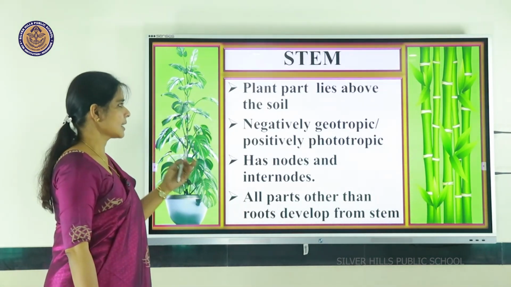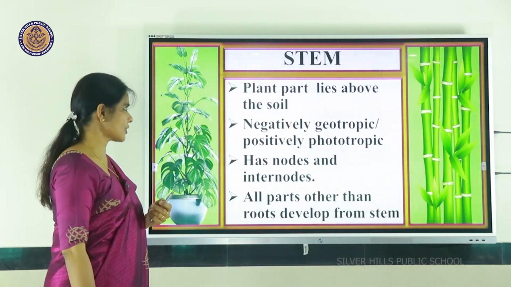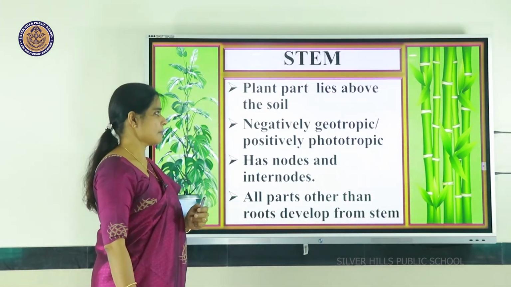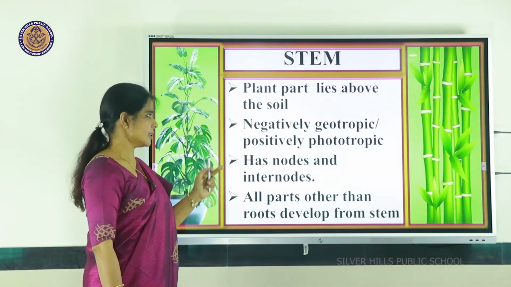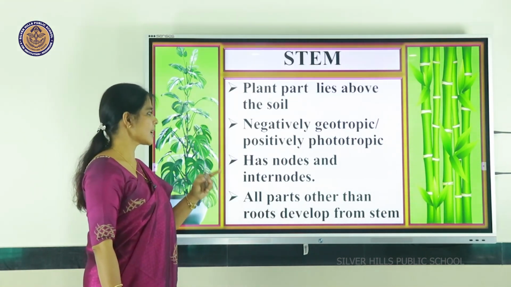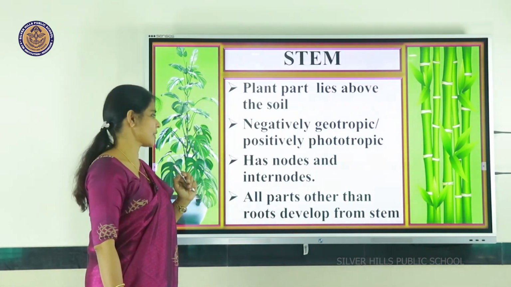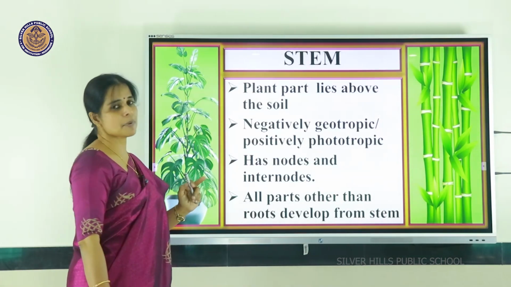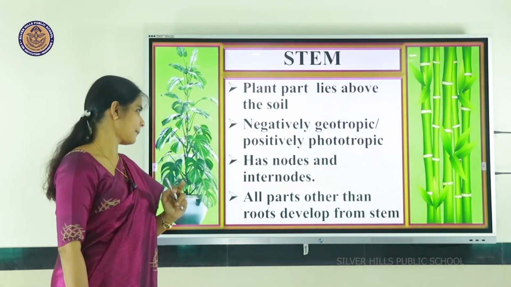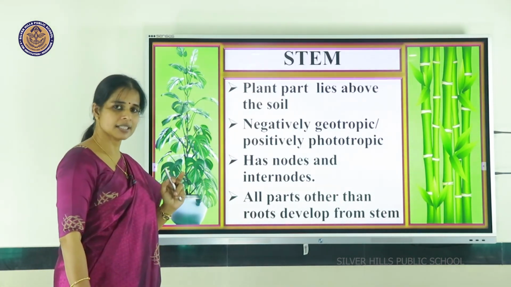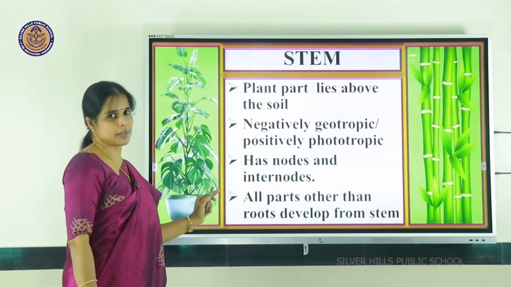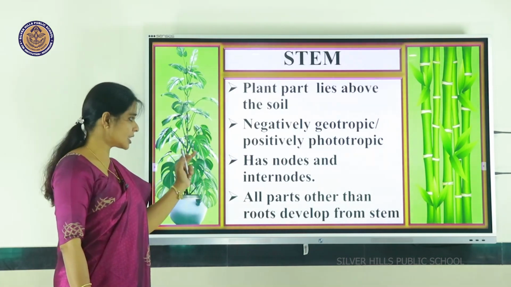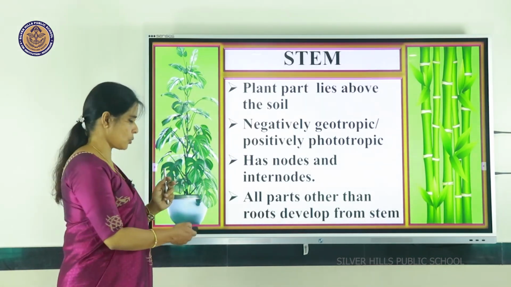So once again, the important characteristic features of the stem: it is the plant part that lies above the soil. It is negatively geotropic as well as positively phototropic. It has nodes and internodes from which many parts of the plant develop. All parts other than the roots develop from the stem. These are the characteristic features that differentiate this part from the root.